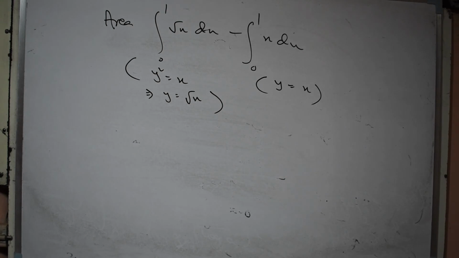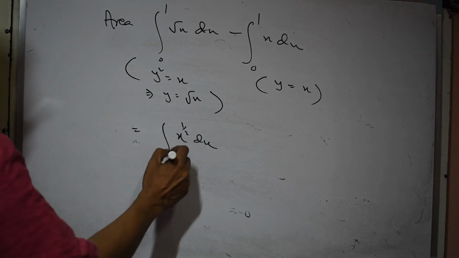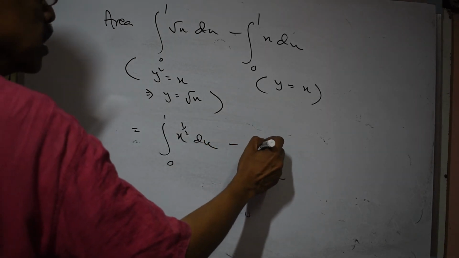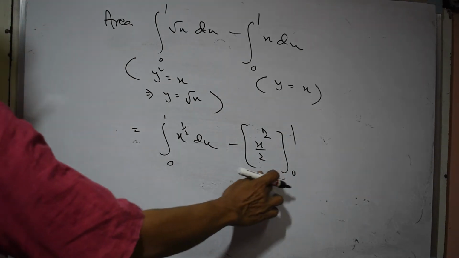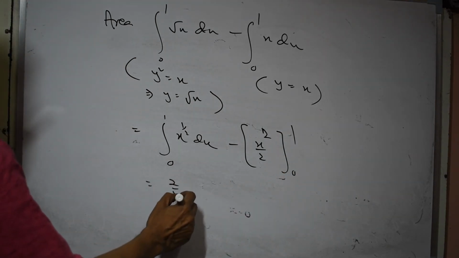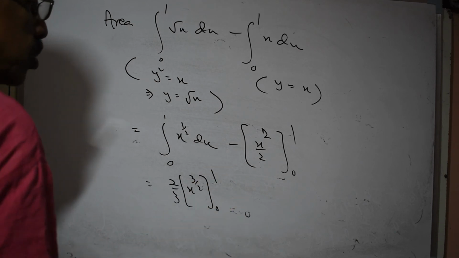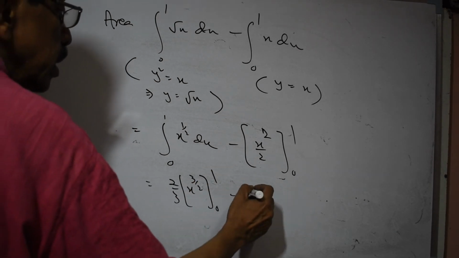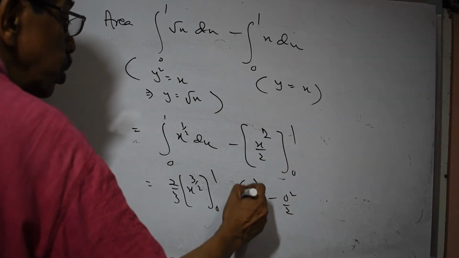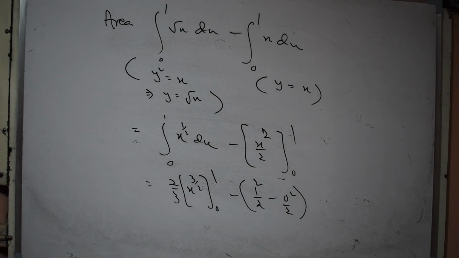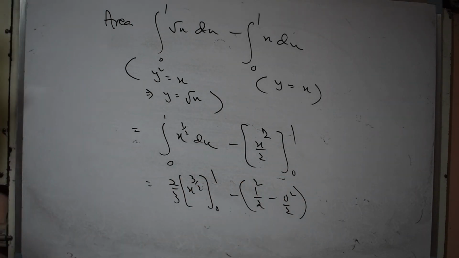Now we will be integrating the result. This will be x to the power half dx from 0 to 1, and this is x squared by 2 from 0 to 1. This integration is coming to be 2 by 3 x to the power 3 by 2 from 0 to 1, and this will be 1 squared by 2 minus 0 squared by 2. Why? Because putting x is equal to 1, we are getting 1 squared by 2. Putting x is equal to 0, 0 squared by 2. If you subtract, you will get the result.